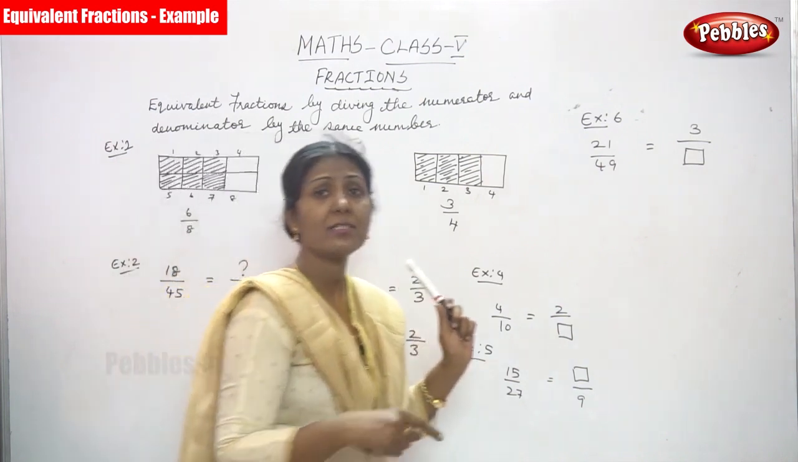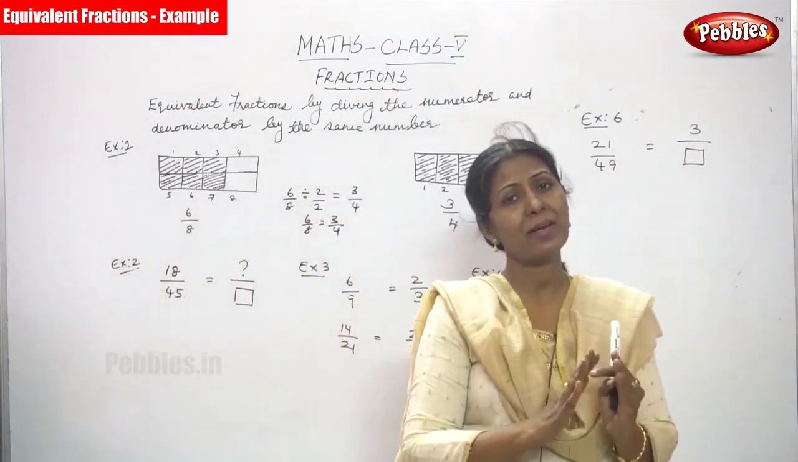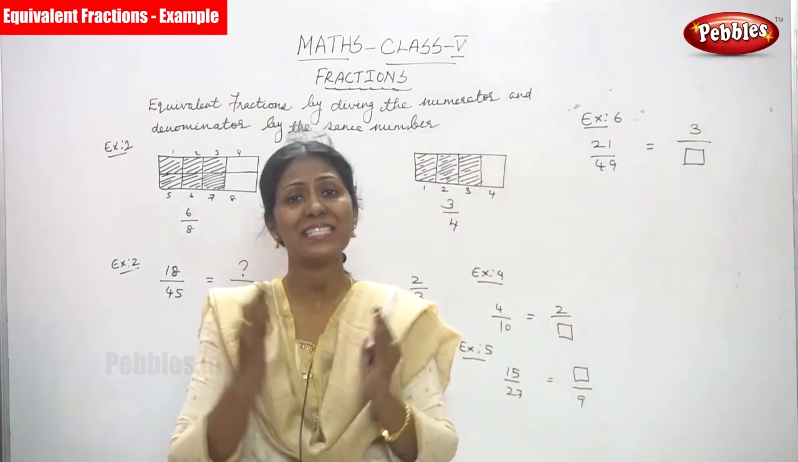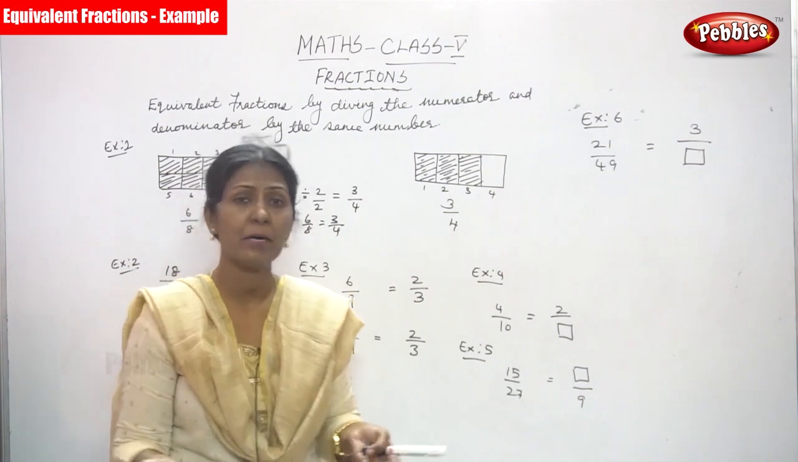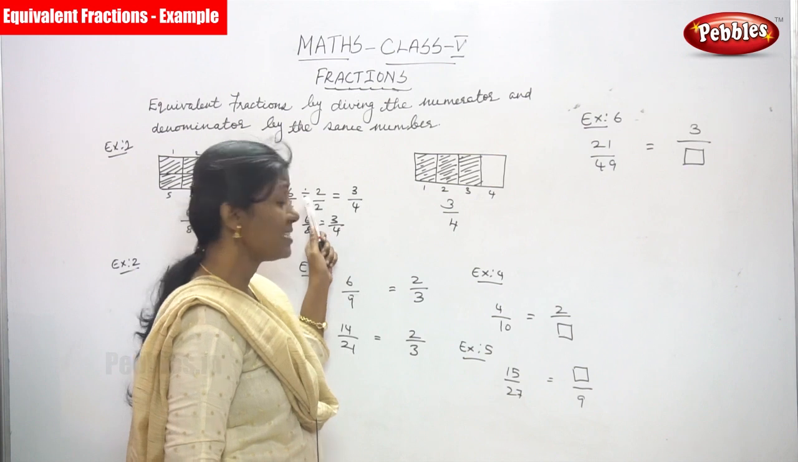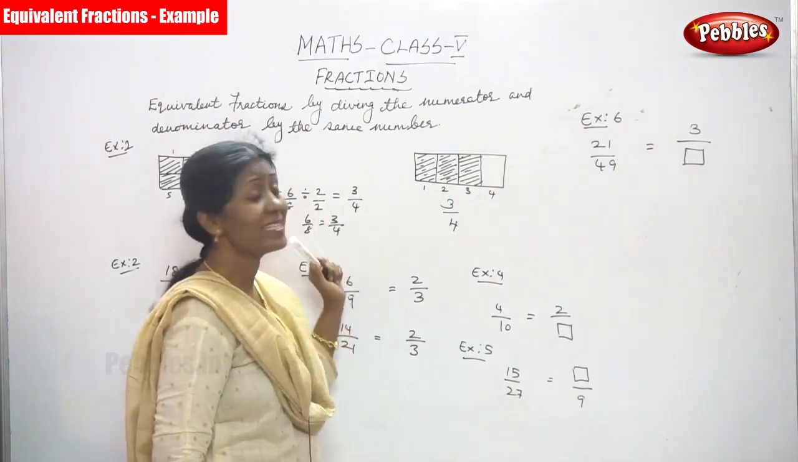So equivalent fraction is nothing but multiplying or dividing the numerator and the denominator by the same number. You can take any number, but for this sum I take only 2. For this sum I have taken the divisor as 2.